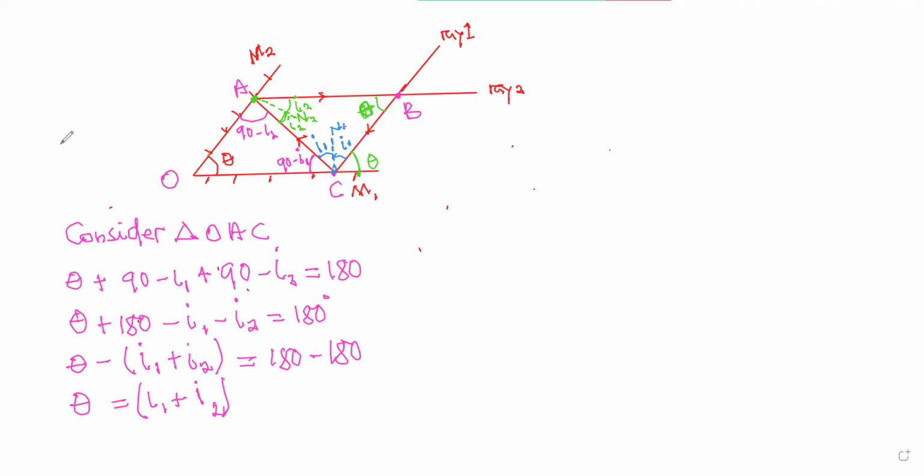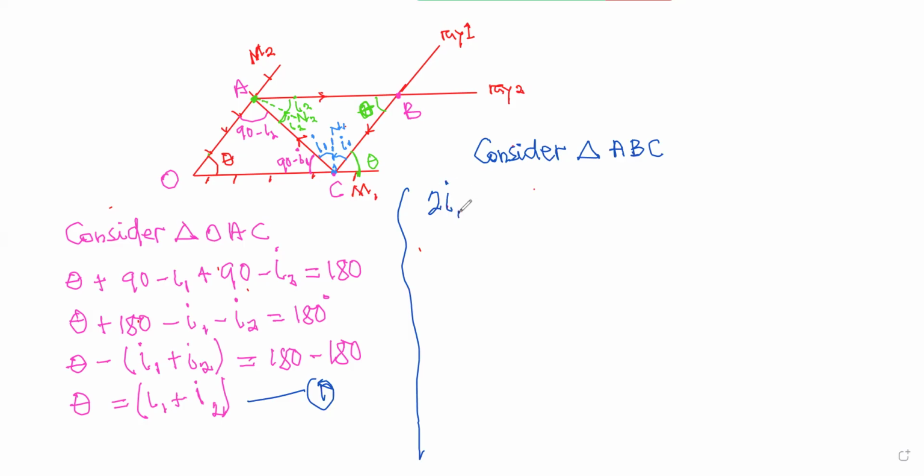Then choose the other triangle. When we consider triangle ABC, the sum of angles in a triangle, we are basically using the laws of reflection in solving this, okay? So let's sum up the angles in triangle ABC. We have 2I1, the angle at C, plus 2I2, the angle at A, plus theta, also summing up to 180 degrees.